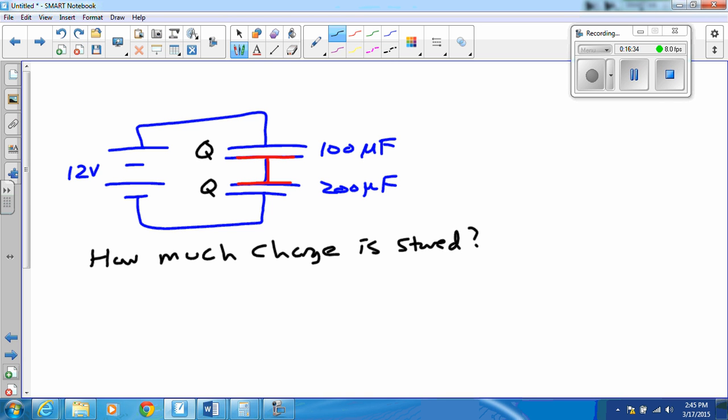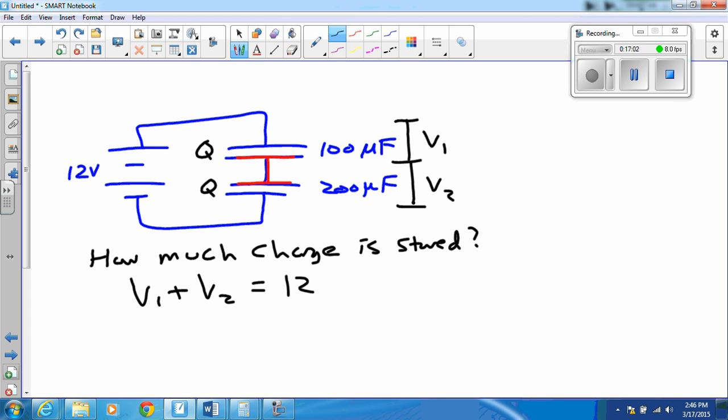But this is a little bit different because when capacitors are in series, they have the same charge and their voltages add together. In other words, this is no longer 12 volts. This is going to be some voltage V1, and that's going to be some voltage V2, and V1 plus V2 is going to add up to 12. Just like that.